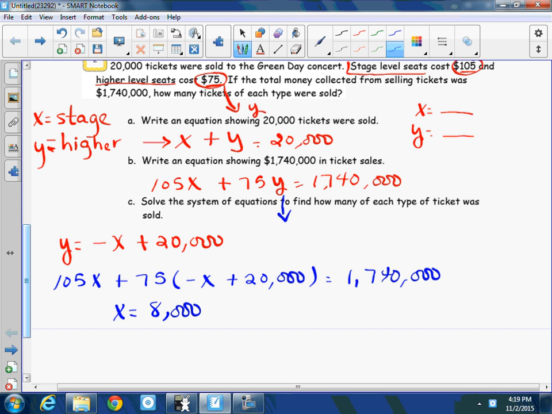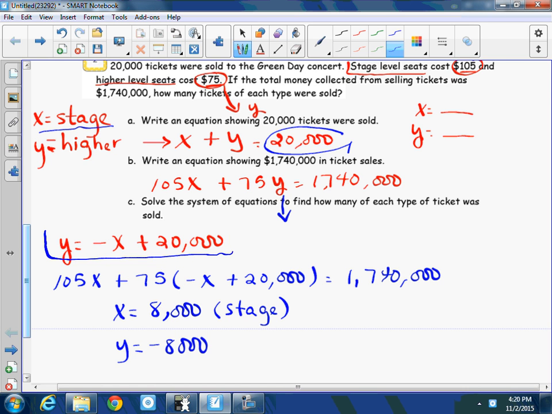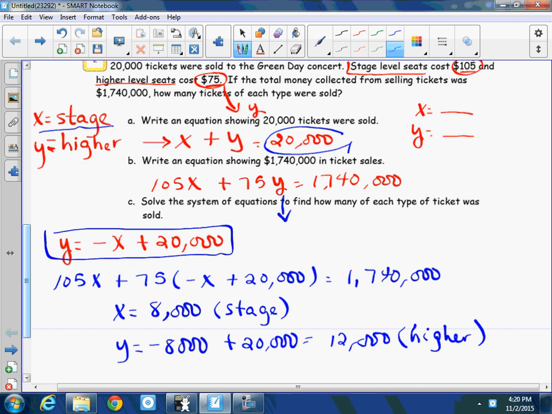8,000. So for stage level tickets, 8,000 were sold. There were a total of 20,000, which means that you just subtract the 8,000 from the 20,000 to get your Y. Whatever you want to plug in, that's fine. That would be negative 8,000 plus 20,000. That means that there was a total of 12,000 higher level tickets.